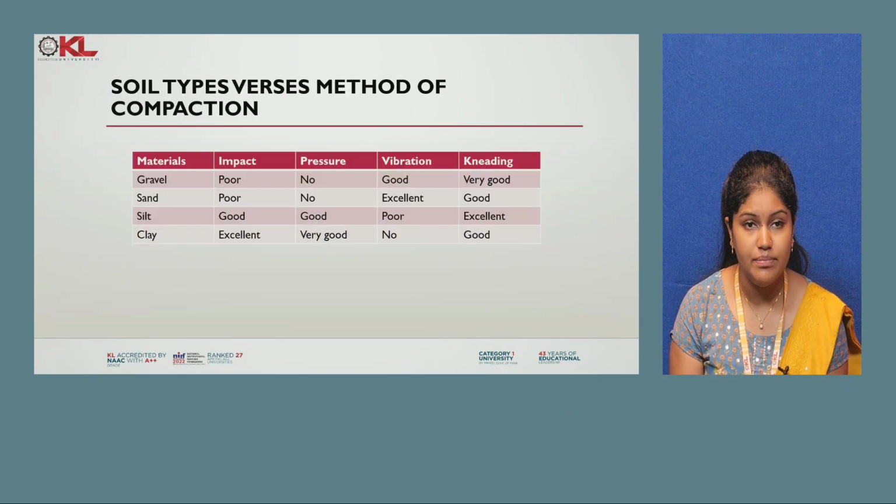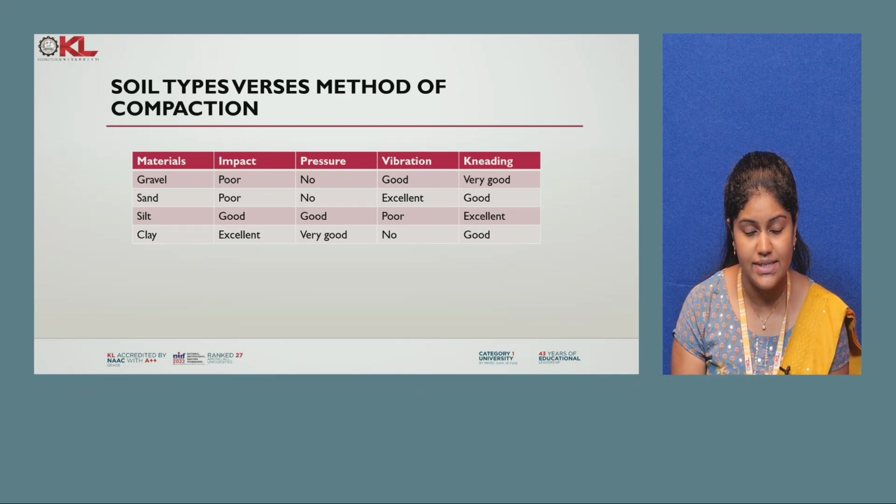Soil types versus methods of compaction. Here you can see the materials: gravel, sand, silt, clay. For gravel, impact is poor. Pressure, no. Vibration, good. Kneading is a very good method of compaction in the case of gravel.